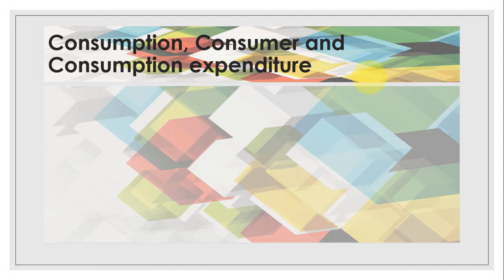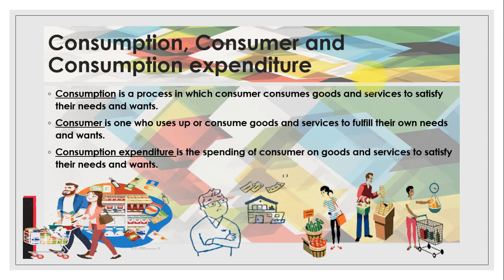Consumption, consumer, and consumption expenditure. Consumption is basically the name of a process in which consumer consumes goods and services to satisfy their needs and wants. Who is a consumer? Consumer is anyone who uses up or consumes goods and services to satisfy their own needs and wants. And consumption expenditure is basically the spending of consumer on goods and services to satisfy their needs and wants.